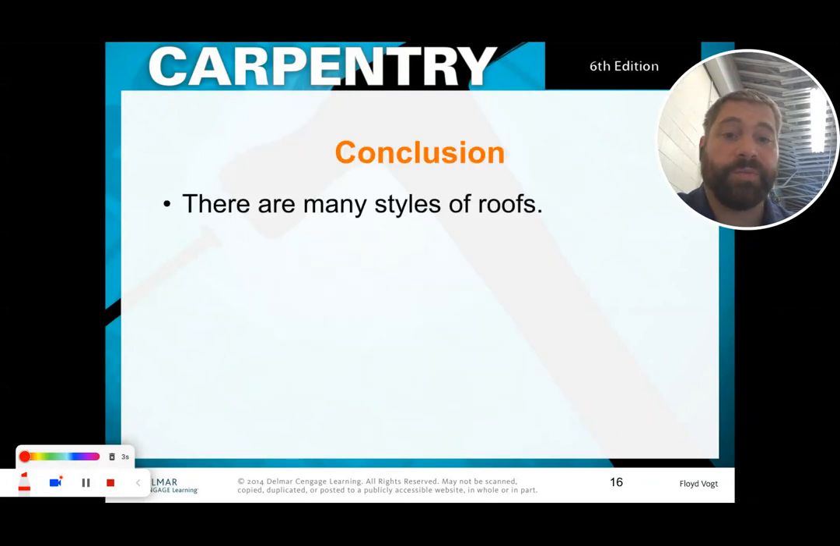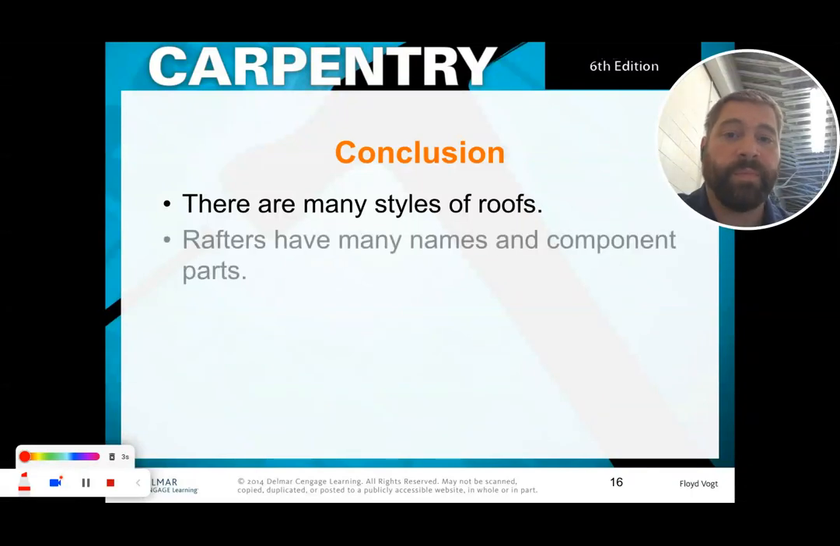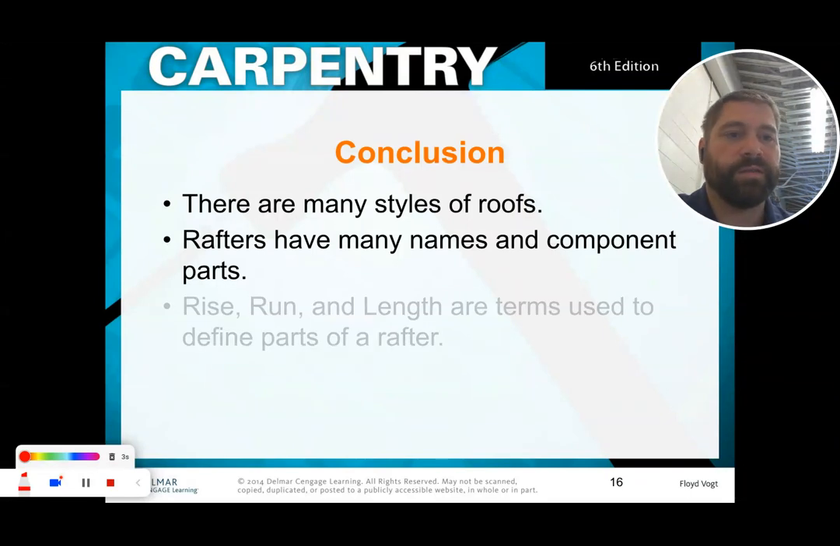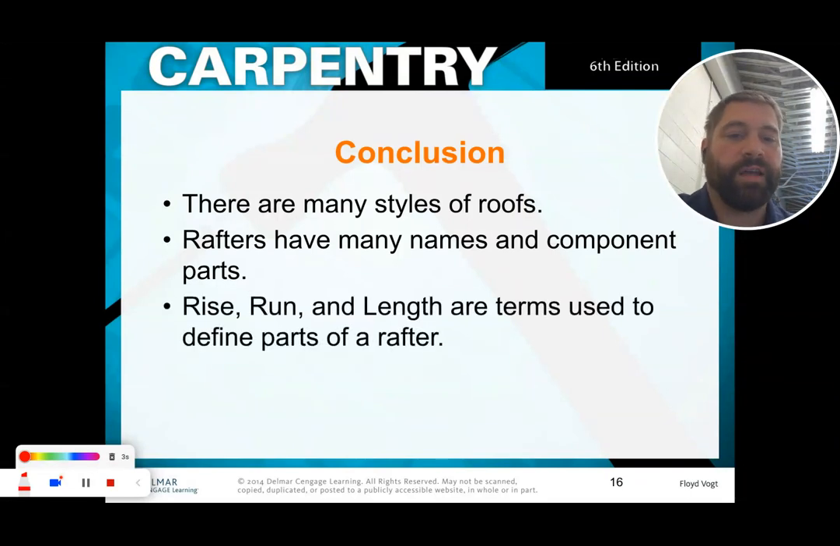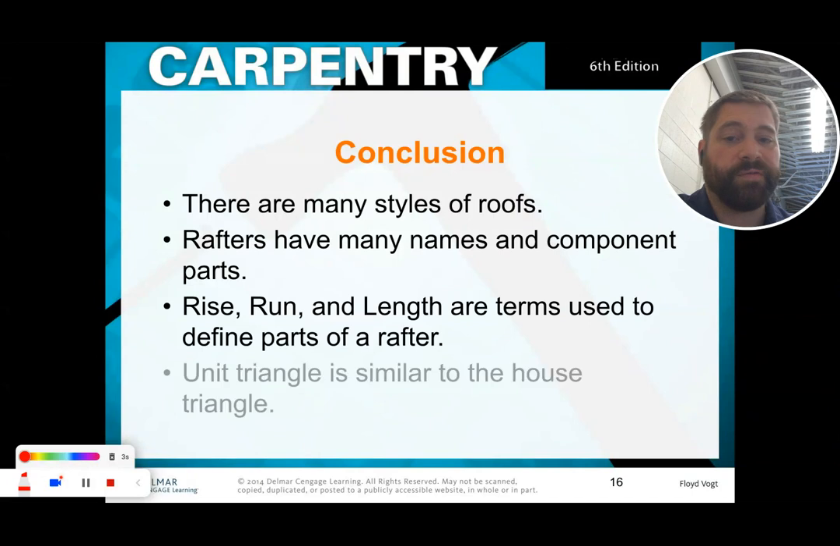There are many styles of roofs. We're going to be focusing on the gable. Rafters have many names and component parts, so keep that in mind. We're going to get more in depth with this in the next set of slides. Rise, run, and length are terms used to define parts of the rafter. A unit triangle is similar to the house triangle. There's going to be a lot of math involved. It's going to be a lot of fun, but you get to cut it and you get to build a roof. So it's not too bad.